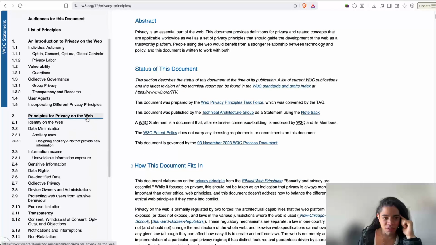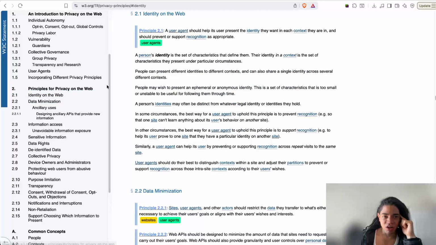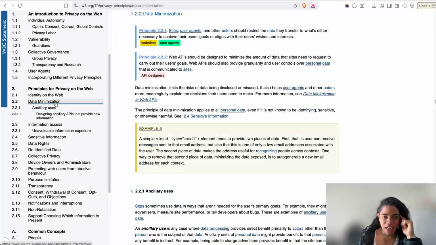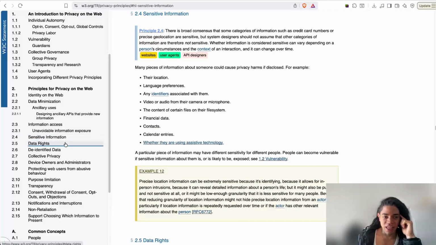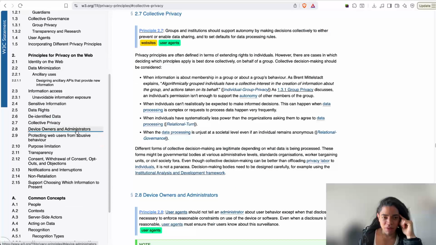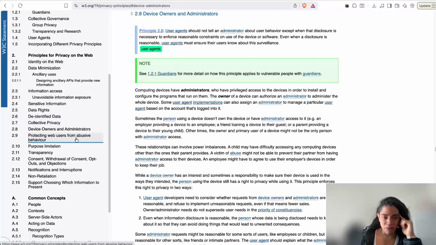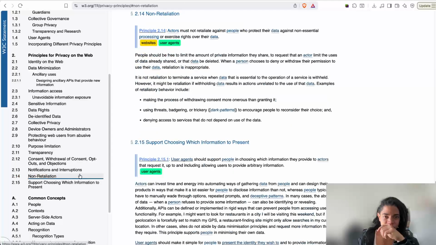It is an informative principle for web privacy: identity on the web, data minimization, information access, sensitive information, data rights, de-identified data, collective privacy, device owners and administrators, protecting web users from abusive behavior, purpose limitation, transparency, consent, withdrawal of consent, opt-outs and objections, notification and interruptions, non-retaliation.